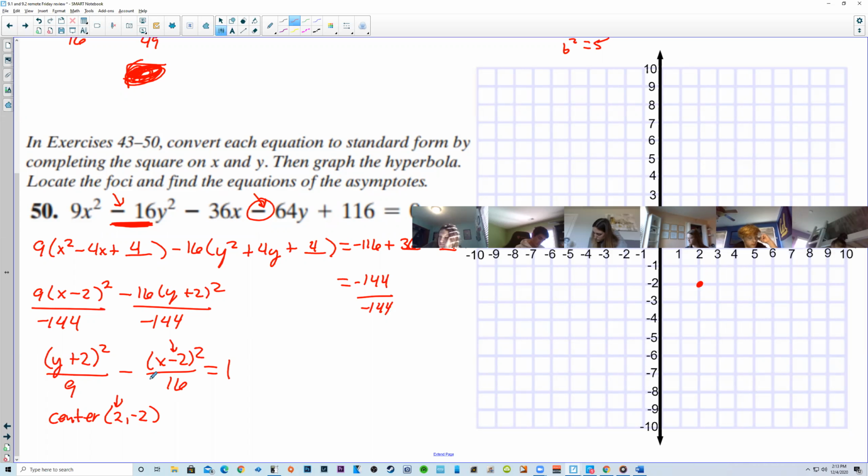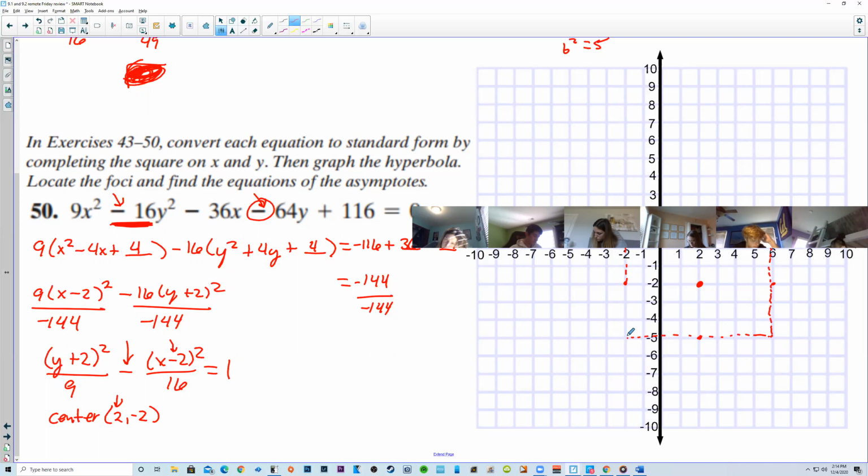These are nice, perfect squares. That's great. No problem. Up and down 3, and right and left 4. 1, 2, 3, 4. This is not an ellipse. This is a hyperbola. I know that because there is a minus in the middle. So do not draw an ellipse. It's easy to do that because they start out the exact same way.